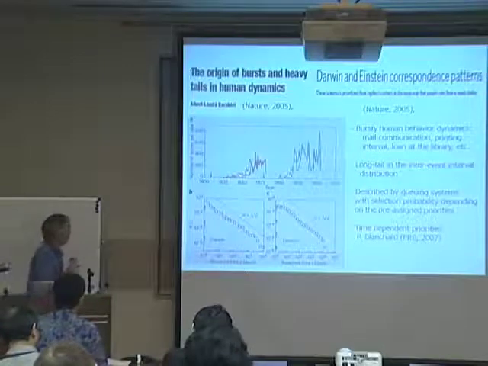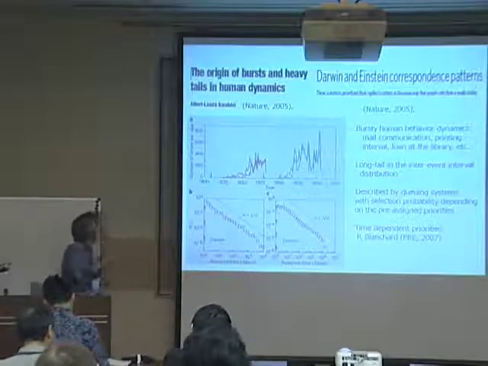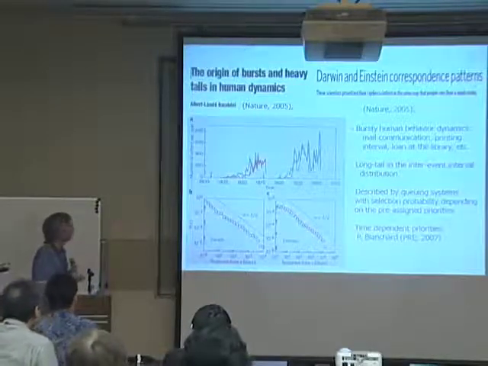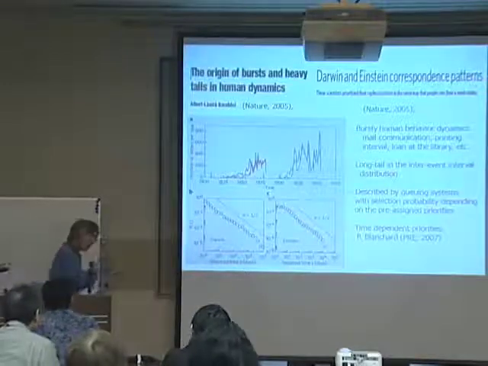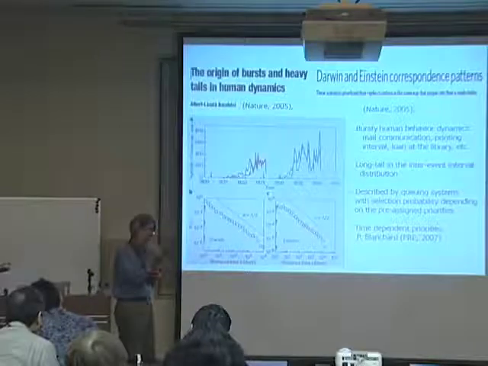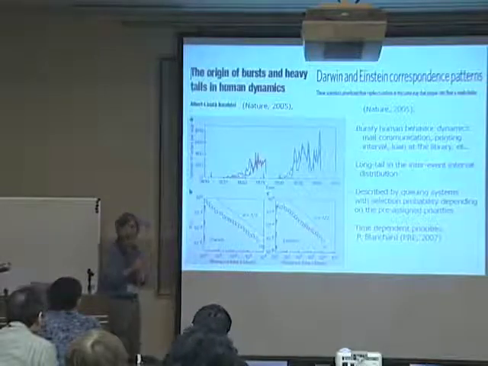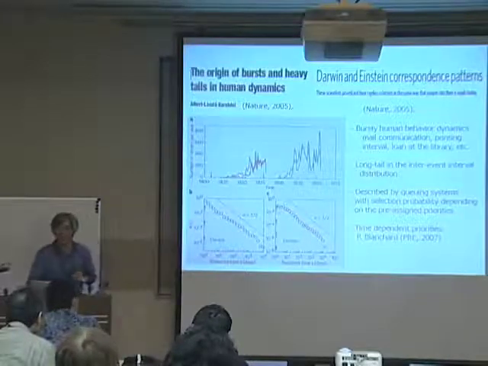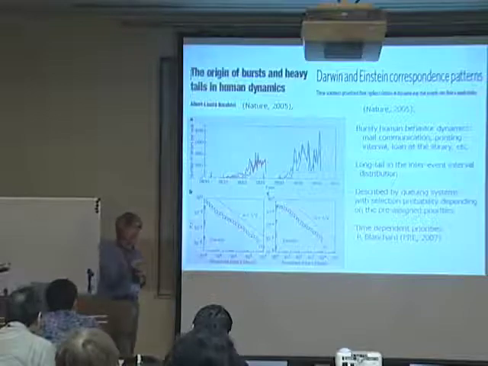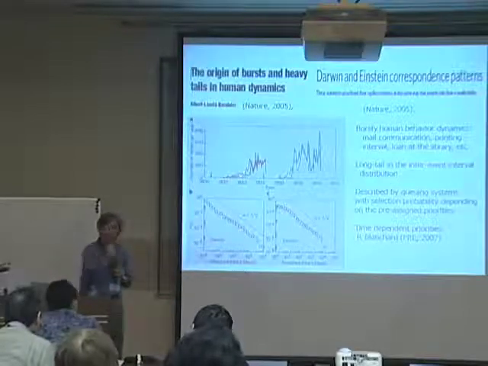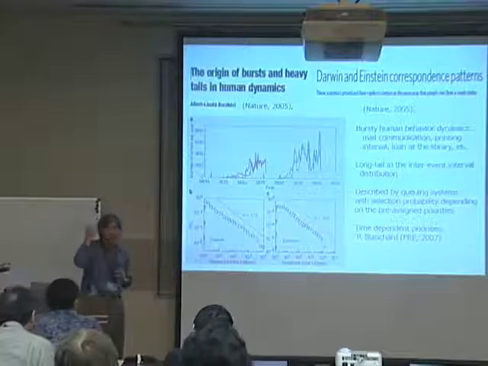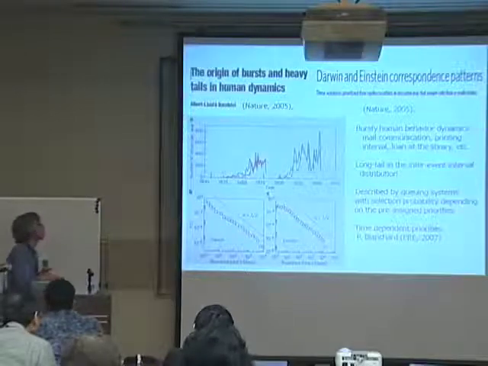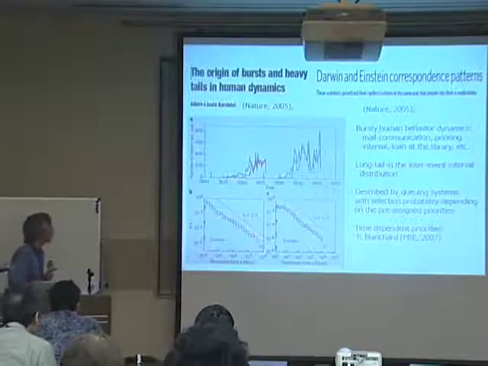How can this be obtained? He explained this kind of human behavior dynamics in terms of a queuing system. For example, each letter he received has some kind of priority. Some letters are important, some less important. Then, depending on the priority, he responds. At first, he responds to the highest priority one. Then, by that kind of queuing system, he could explain this kind of behavior.